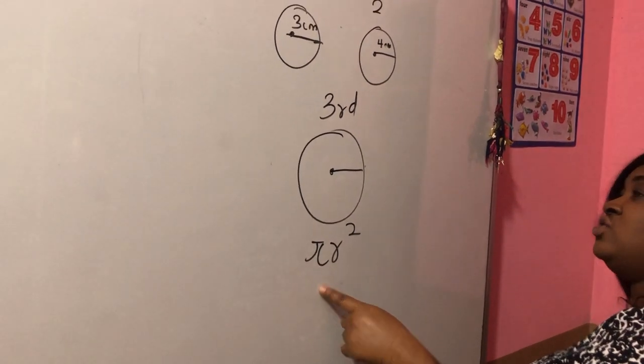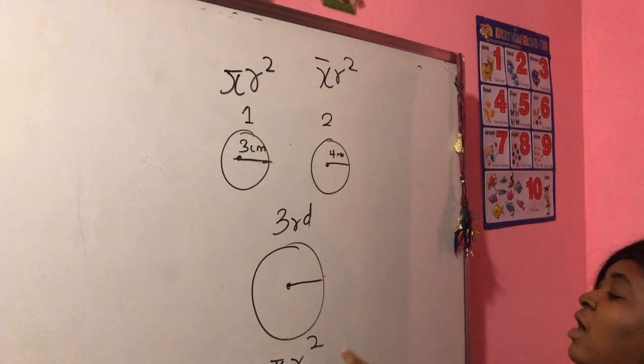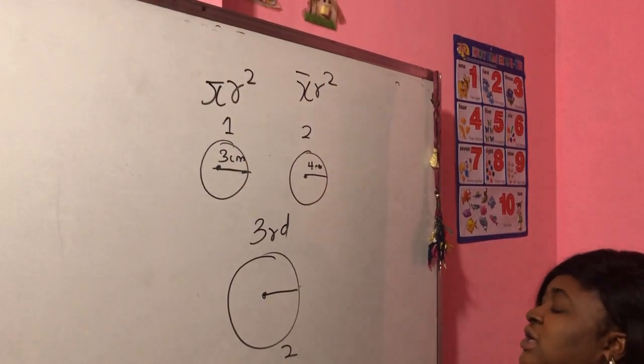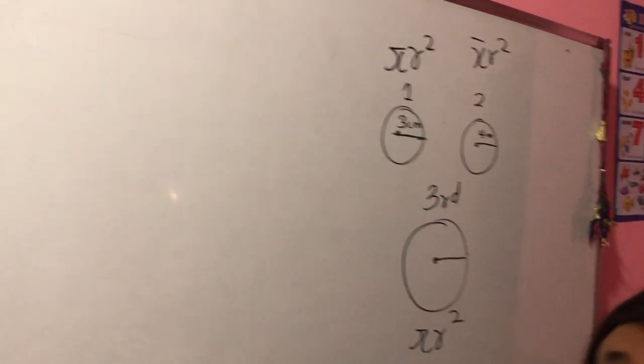Do you understand the question? So they said the total of the areas of the two circles sums up to the area of the third circle. So this area plus this area should give us the area of this circle. So let's get our formula.